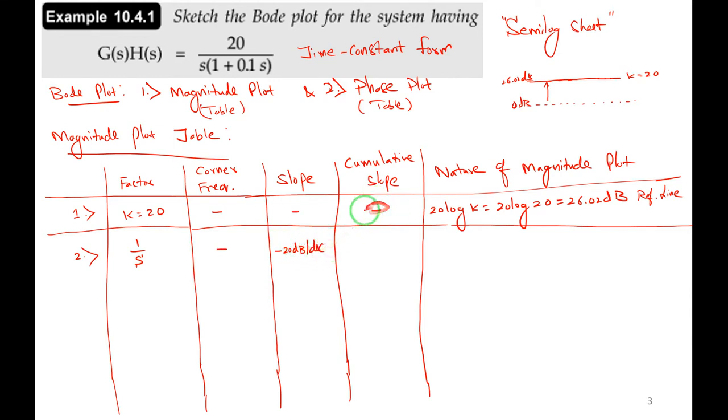There is no previous slope. If there were any previous slope, I should add it to this minus 20. Since nothing is there earlier, the cumulative slope is minus 20 dB per decade. Previous slope is not there. Minus 20 dB per decade.